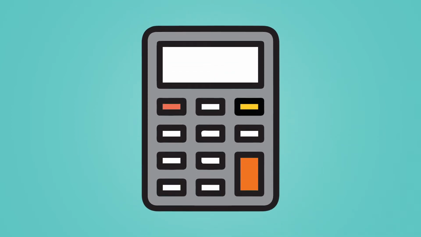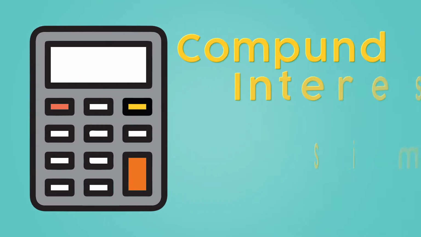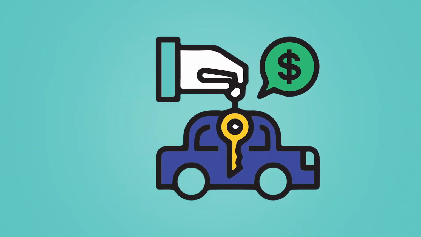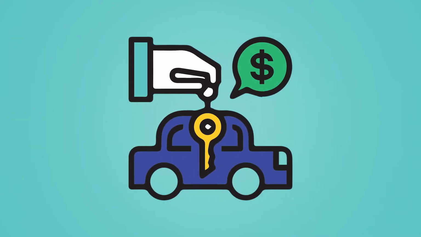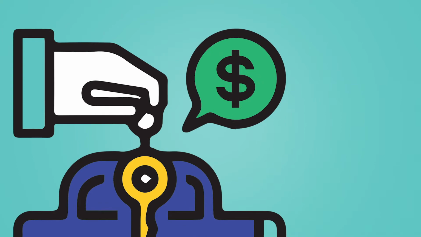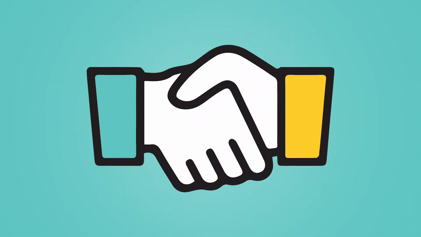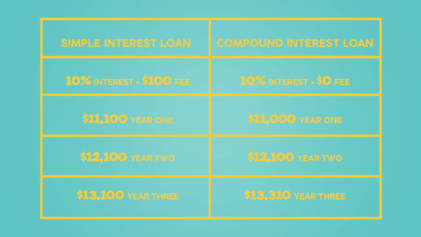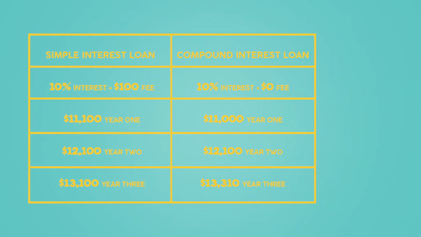Interest can be calculated in a number of different ways. But the most common formulas are compound interest and simple interest. Let's break them down with an example. Say you want to buy a car for $10,000 and you don't currently have the cash for it. You decide to apply for a 3-year car loan. Your options are a 3-year 10% simple interest loan with a $100 fee or a 3-year 10% compound loan with no fee. Your first instinct would most likely be to pick the loan without a fee since it's $100 cheaper.